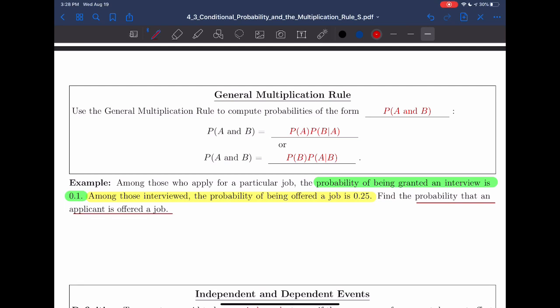Let's consider this sentence first. Another way you can think about this is just saying that the probability of being offered a job, given that you already had an interview, is 0.25. So this is actually a conditional probability because the given information is that you already got an interview. So then the probability of getting an interview is 0.1. So this is not a conditional probability. So then you want to compute the probability that you get offered a job.